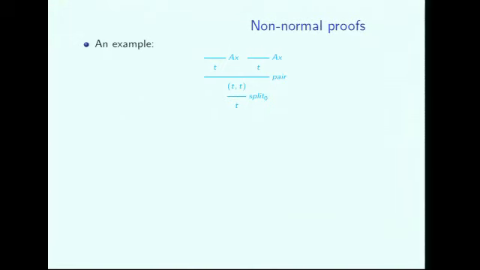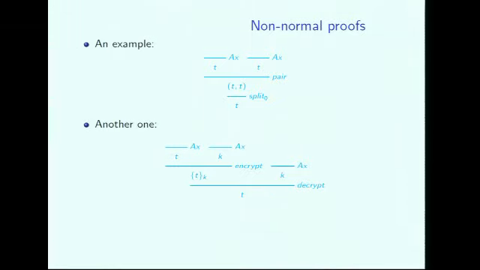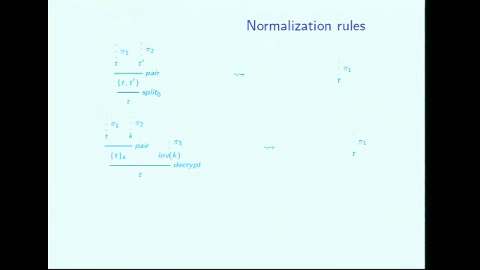Well, non-normal proofs are where you do some extra stuff. For instance, here you take two terms, bundle them together and then split them. Of course, you don't need to do it. Another one is where you encrypt a term and then decrypt it and you get back T. Of course, there is a shorter proof available here. Now, the normalization rules are generally of this form, where wherever you have a proof with some redundancy, you can eliminate it.